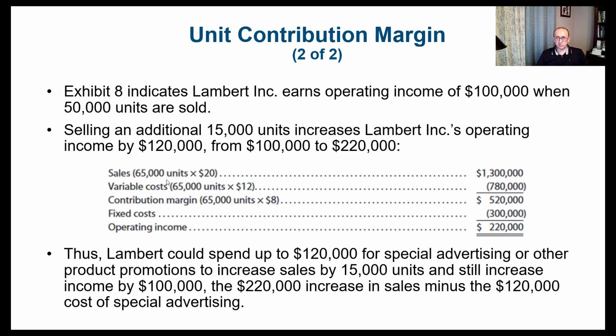So the sales, 65,000 multiplied by 20, that's 1.3 million. The variable cost, again, the same number of units, 65,000 multiplied by 12, that's 780. Notice the contribution margin now went up to $520,000. So 65,000 units multiplied by the unit contribution margin of 8, that's 520,000. So if we subtract the fixed cost, which is the 300,000, the operating income would be 220.